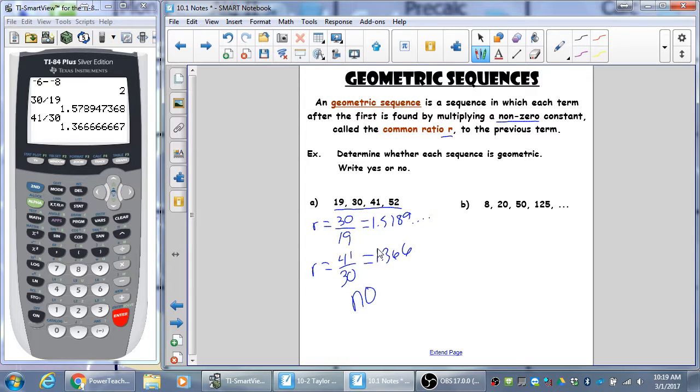All right, how about this one? 20 over 8. I can reduce that to 5 halves. How about the second one? 50 divided by 20. Well, if I divide by 10, that's 5 halves. Looking good so far. How about the last one? 125 over 50. I can divide both of those by 25. Oh yeah, that'd be 5 halves. This is a yes. Every time we're multiplying by 2.5, 2.5, 2.5, 2.5. That's geometric.